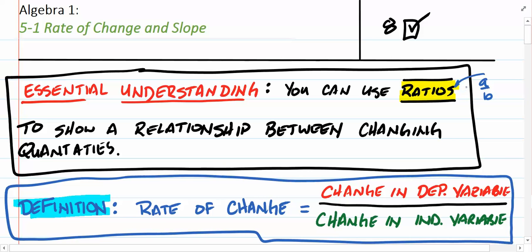And the first thing that we want to talk about is to make sure we have a definition down for the rate of change, the title of the Zaption Tour. The rate of change is defined as the change in the dependent variable divided by the change in the independent variable. So notice that this ratio thing is right there. It's the change of the dependent divided by the change in the independent.